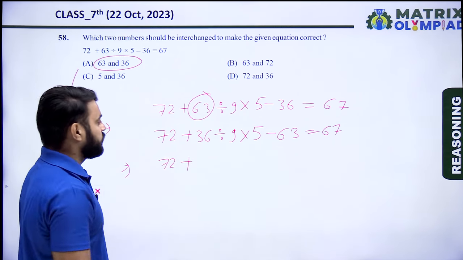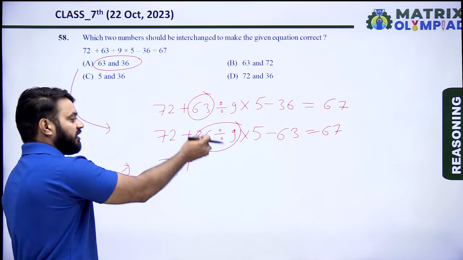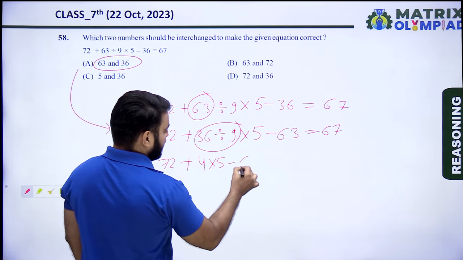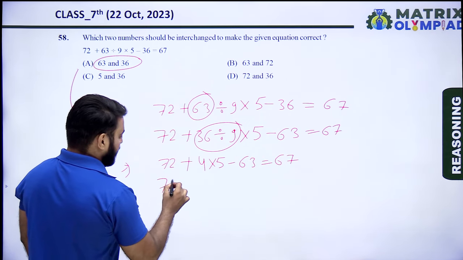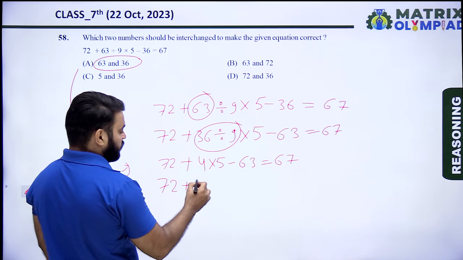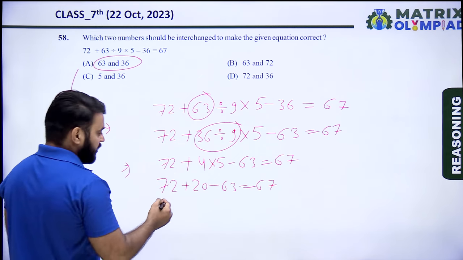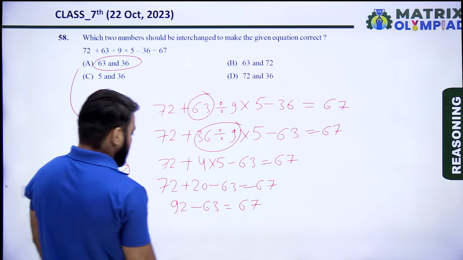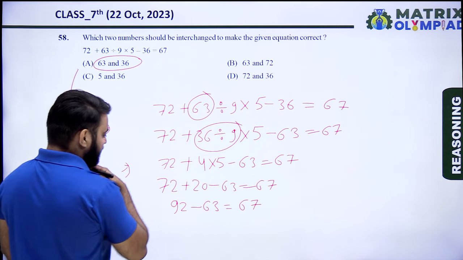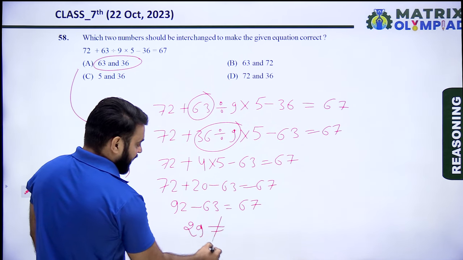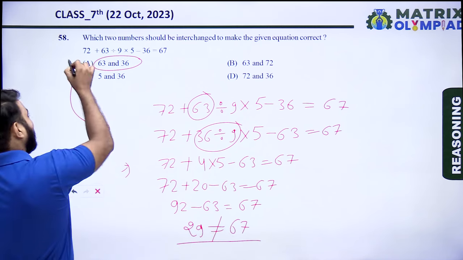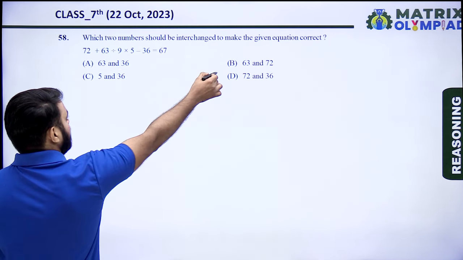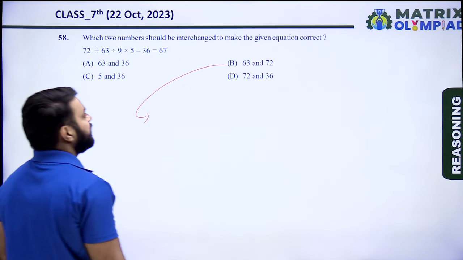So 72 plus, using the BODMAS rule, first divide the numbers. So 36 divided by 9, it means 4 multiplied by 5 minus 63 equals 67. 72 plus 4 multiplied by 5, it means 20, minus 63 equals 67. 72 plus 20, it means 92 minus 63 equals 67. 92 minus 63 means 29, never equals 67. It means option A is the incorrect option. Now taking option B. According to option B, interchange the 63 and 72 numbers.